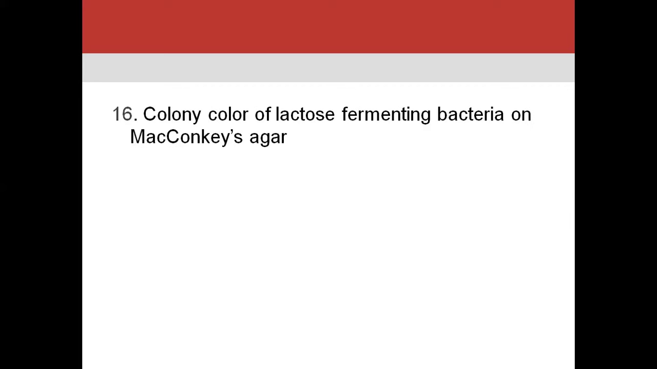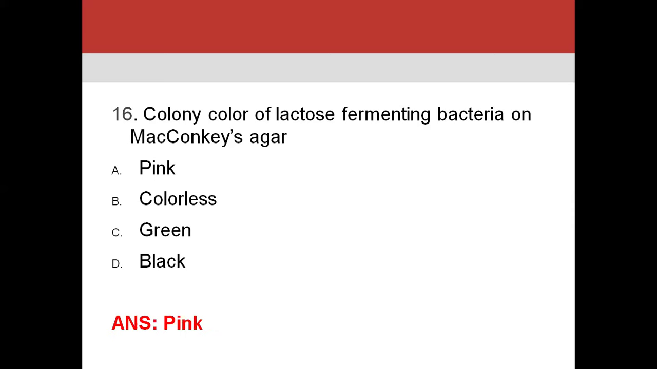Next question, colony color of lactose fermenting bacteria on MacConkey's agar. Option A, pink. Option B, colorless. Option C, green. Option D, black. Here the right answer is option A, pink.